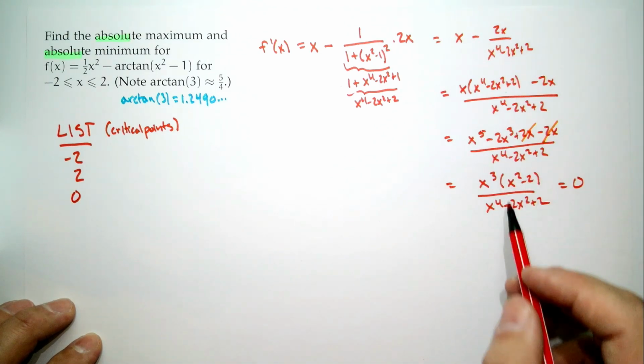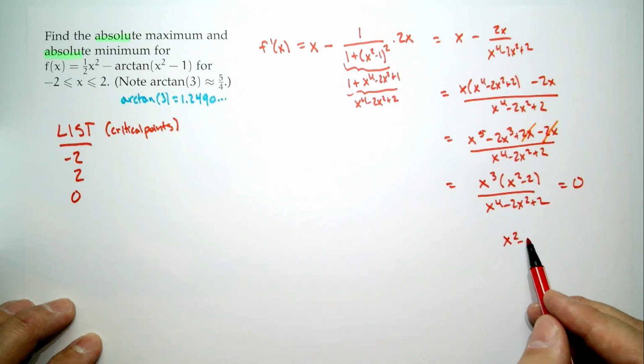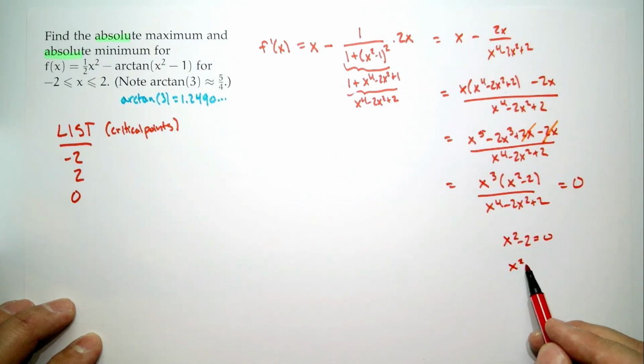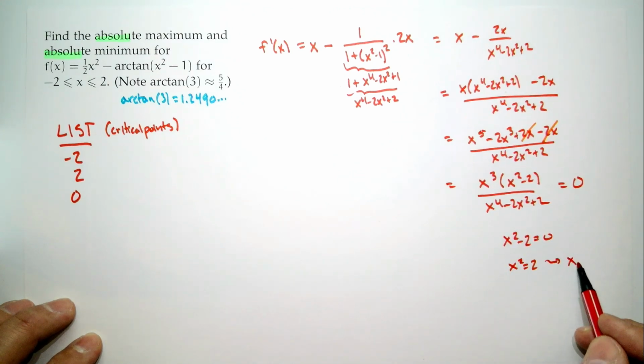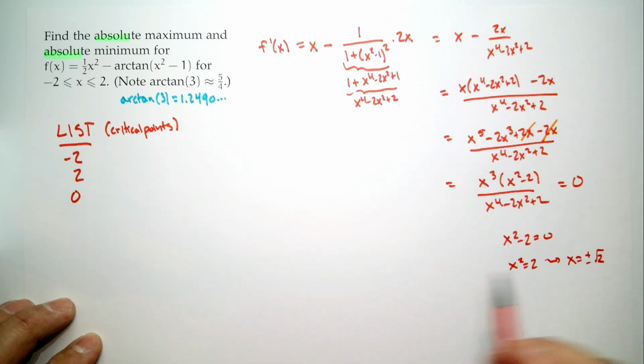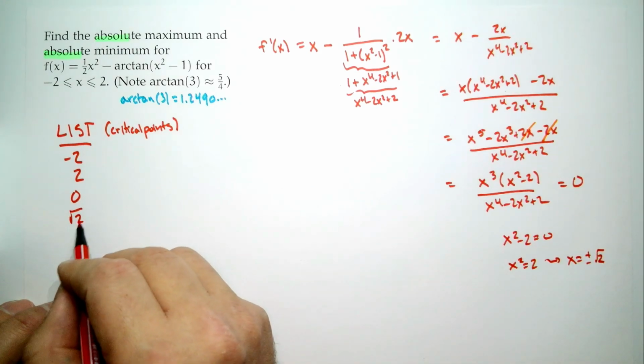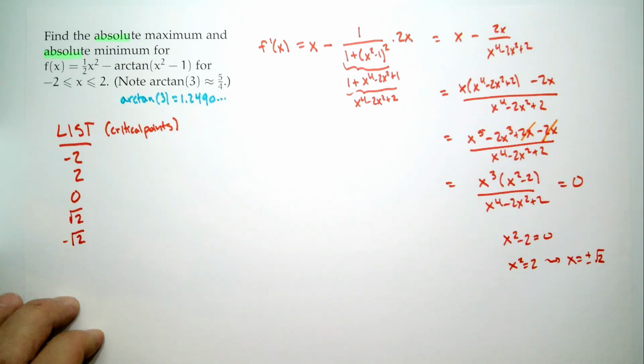Yeah, look at the other terms. x squared minus 2 equals 0. Well, that's x squared equals 2, which is really plus or minus square root of 2. All right, so there's our list. And the nice thing is that the maximum and minimum value for the function on this closed interval is going to happen somewhere at one of these points. But we're not done yet. What comes next?